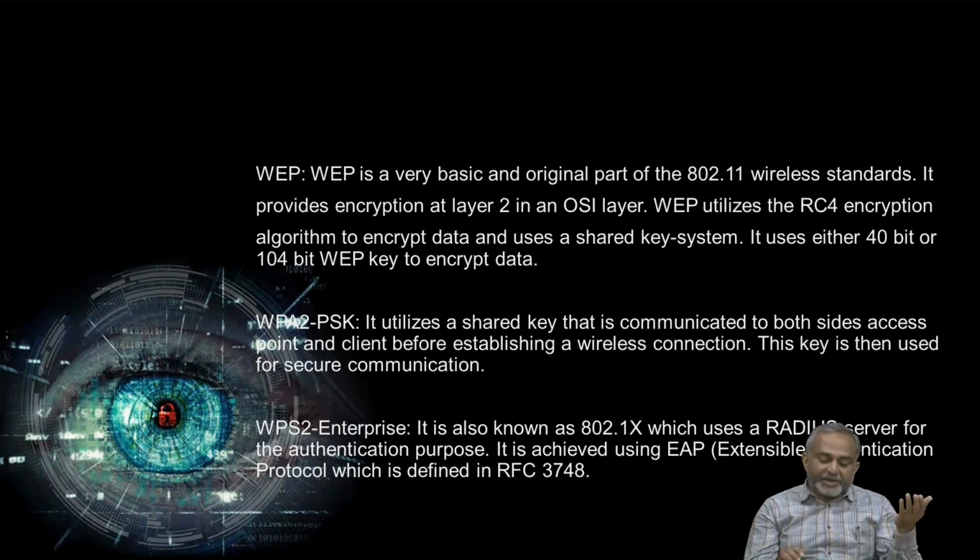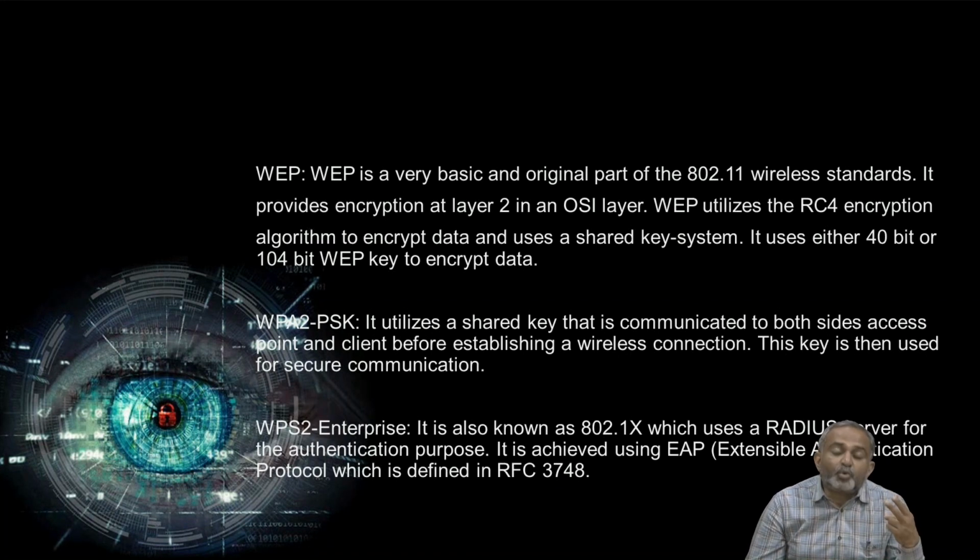Now, another security is Wi-Fi Protected Access. There are two versions, Wi-Fi Protected Access 1 as well as Wi-Fi Protected Access 2. And nowadays the latest standard is Wi-Fi Protected Access 2, so we will discuss WPA2. Under WPA2, there are two flavors available. One is for personal and another is for enterprise. Now, Wi-Fi Protected Access utilizes a shared key that is communicated to both sides, the access point and the client, for sending and receiving before establishing a wireless connection.